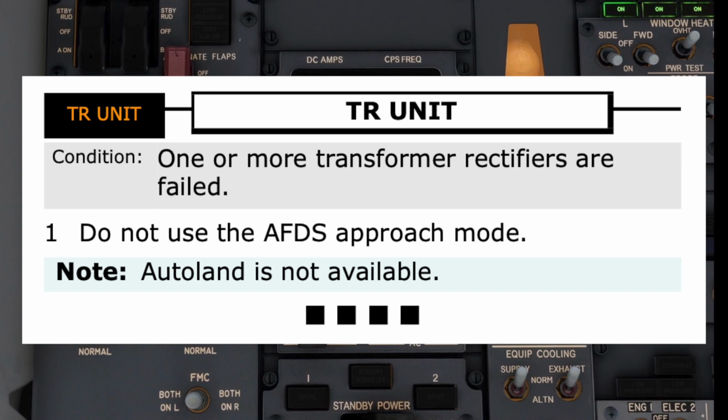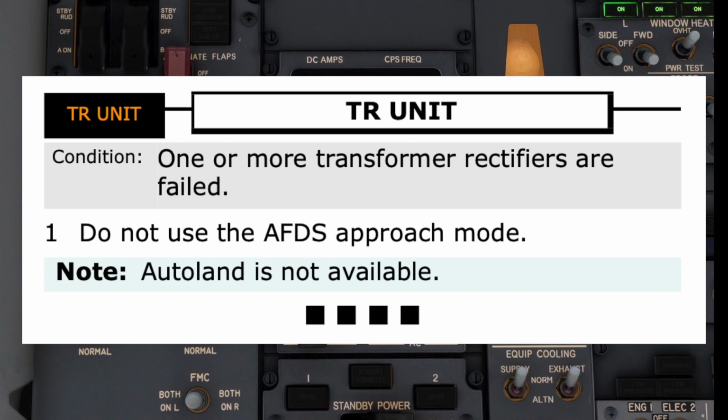The pilot monitoring now reads the non-normal procedure title and description to the pilot flying, seeking agreement if it's the correct checklist, before continuing. "TR unit checklist. 1 or more transformer rectifiers are failed. Do you agree?" "I agree." The pilot monitoring then reads the first step.